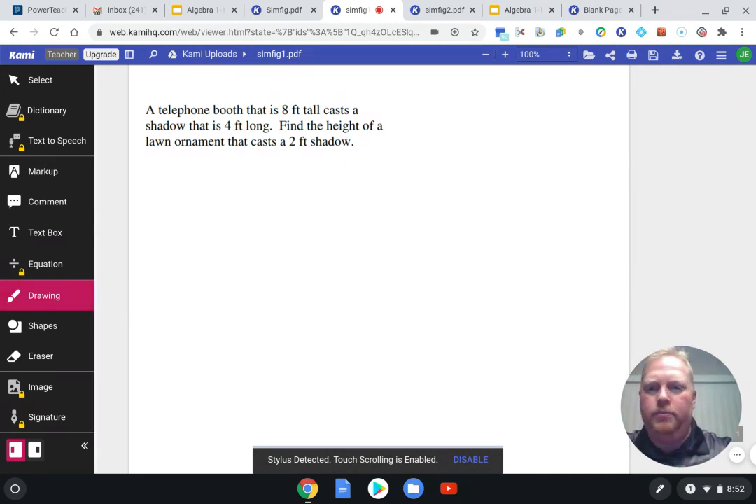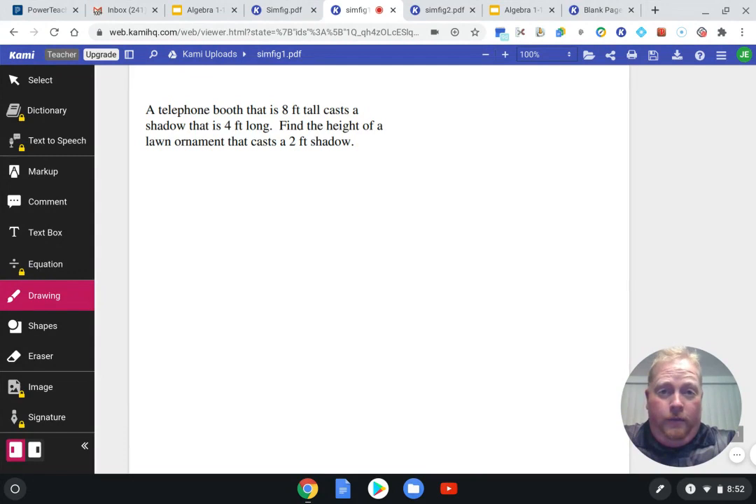So a telephone booth. For those of you who don't know, back in the day, we didn't all have cell phones. They had little booths in different places around the city, and inside this booth was a telephone. And you could get inside this booth, close the door, and put a quarter in, and then make a phone call. So that's what a telephone booth is.